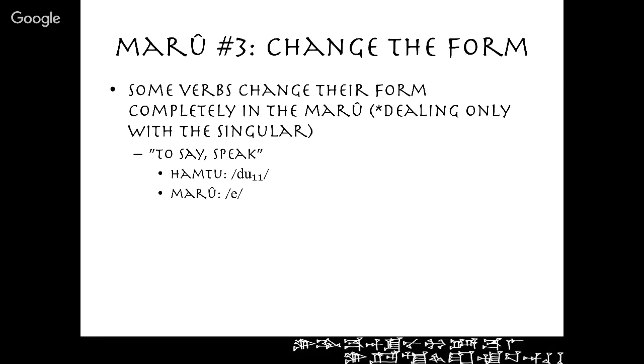So if you had, I don't know, mu'un e or muna e, you would have the Marû singular. They just changed the verbal base completely. There's no extra E put on it. There's no reduplication. There's only one E. There aren't two E's. They just completely change the verbal base.